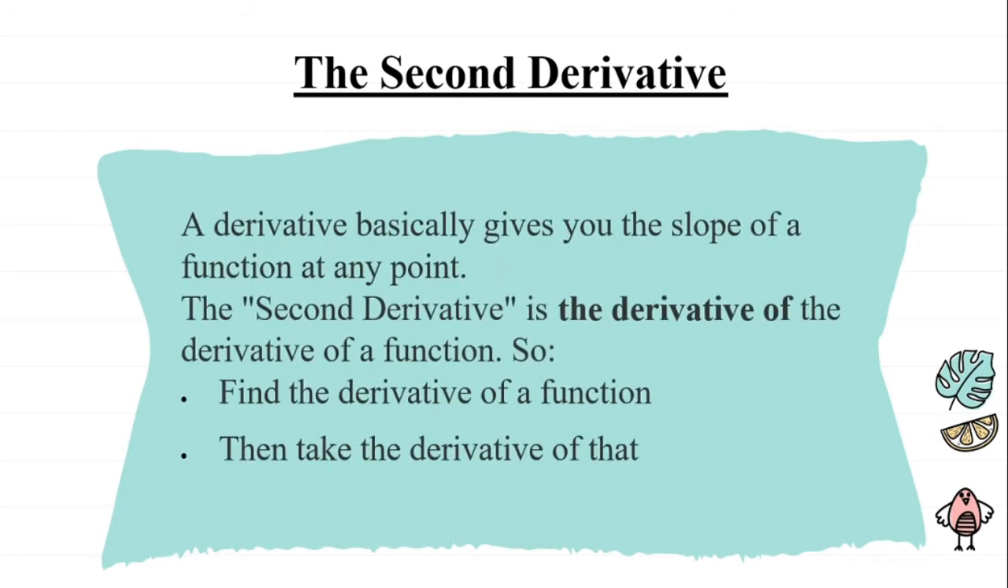A derivative basically gives you the slope of a function at any point. The second derivative is the derivative of a derivative. So, find the derivative of a function, then take the derivative of that.